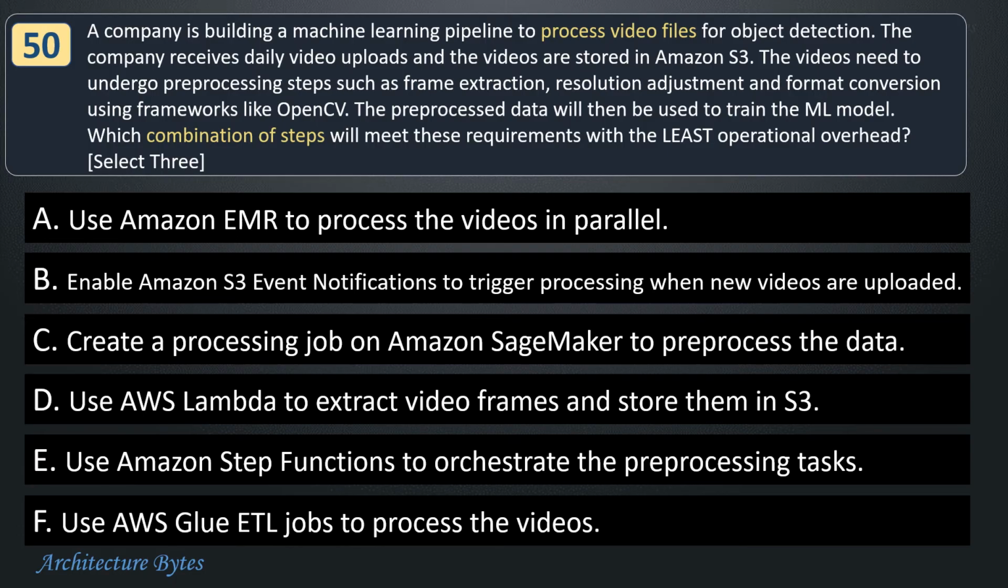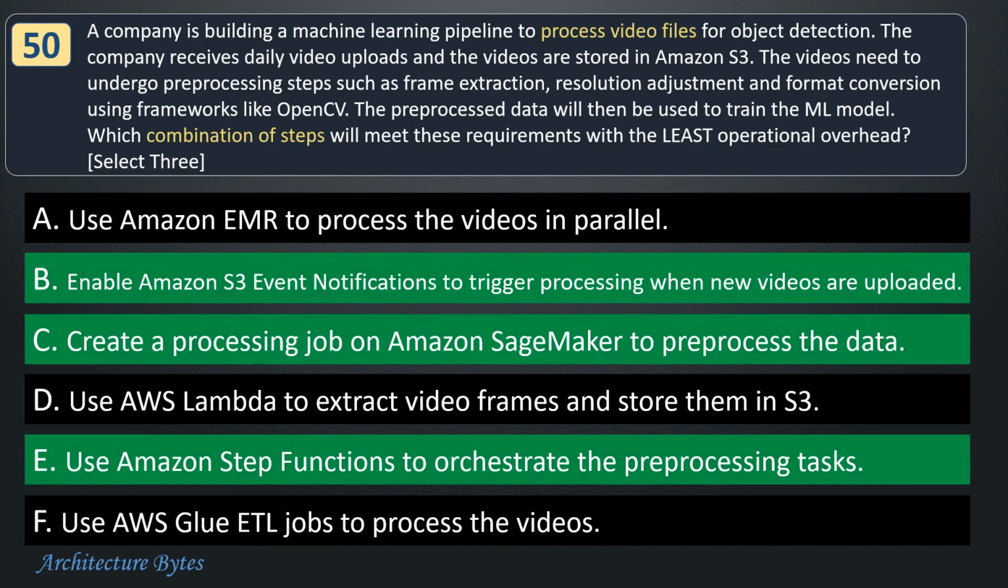Select three right answers. Option A, use Amazon EMR to process the videos in parallel. B, enable Amazon S3 event notification to trigger processing when new videos are uploaded. Option C, create a processing job on Amazon SageMaker to pre-process the data. Option D, use AWS Lambda to extract video frames and store them in S3. Option E, use AWS Step Functions to orchestrate the pre-processing tasks. And F, use AWS Glue ETL jobs to process the videos.